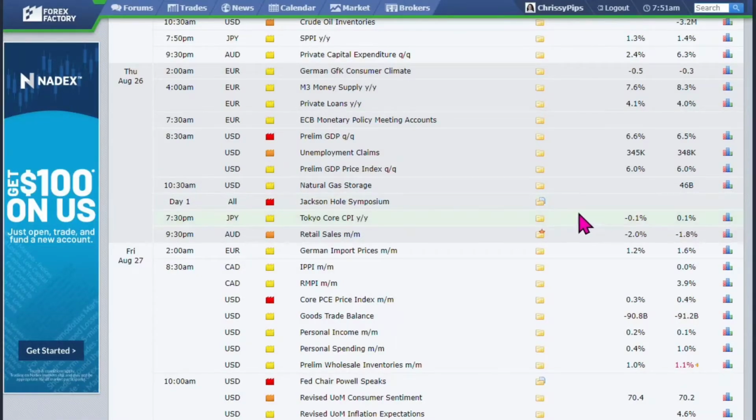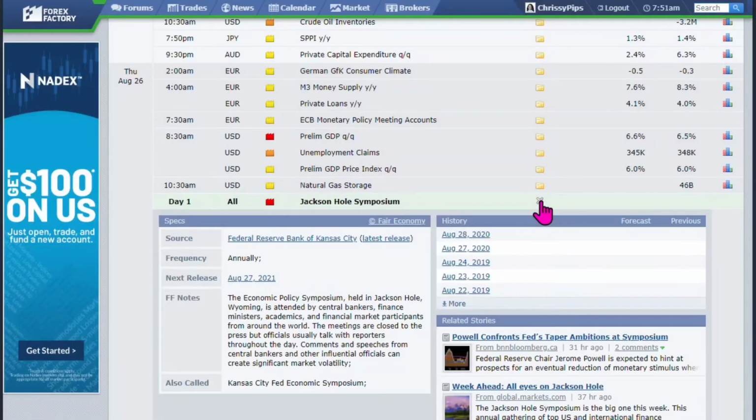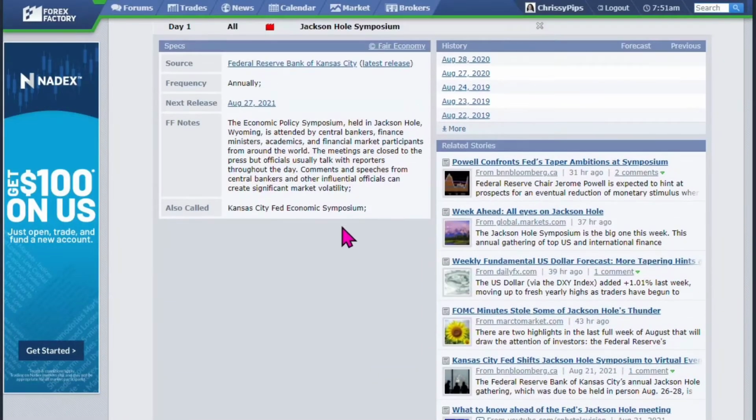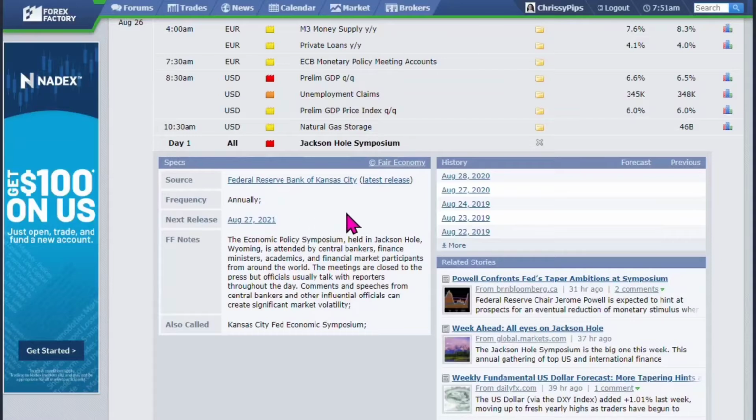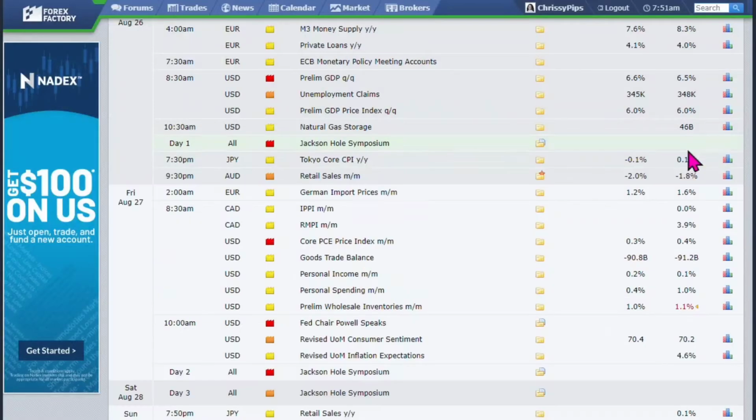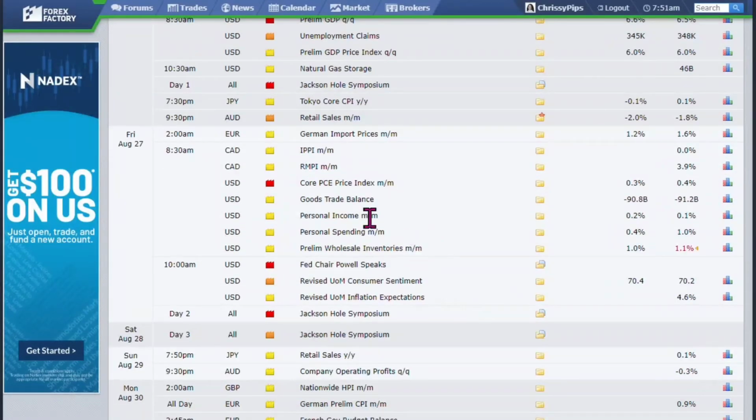Oh, this is day one of the symposium. So it's a red folder all day. Wow. No why traders care news. So we'll take note of this though. Oh, it's the economic policy symposium. Okay, it's in Wyoming, so this is definitely going to affect US dollar information on the charts.